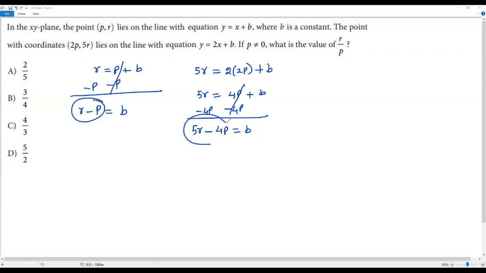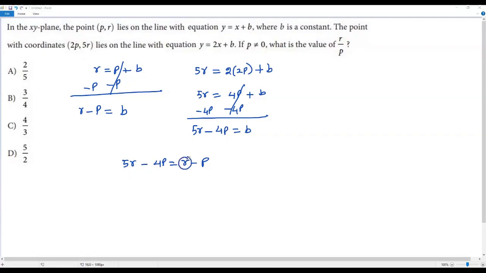Since both 5r minus 4p and r minus p are equal to the same constant b, we can equate these two expressions. Then I'm getting 5r minus 4p equals r minus p, because both of them are equivalent to the constant b. Since we have to find the value of r over p, we have to keep r on one side of the equation and p on the other side. Let me keep r on the left side and p on the right side.